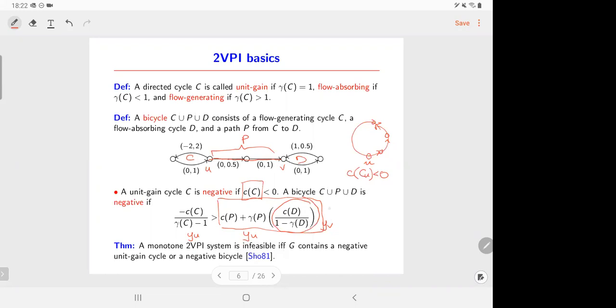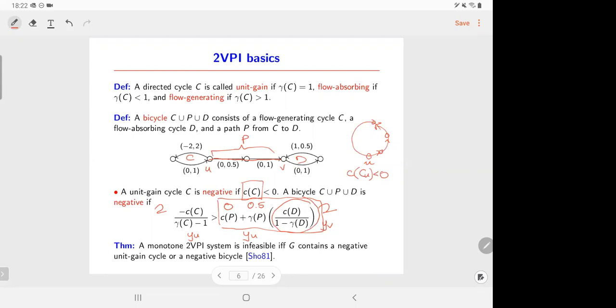So C of D, 1 minus gamma D, I believe this is 2. And then gamma P here is 0.5, CP here is 0, and the lower bound implied on YU is 2. So 2 is greater than 1.